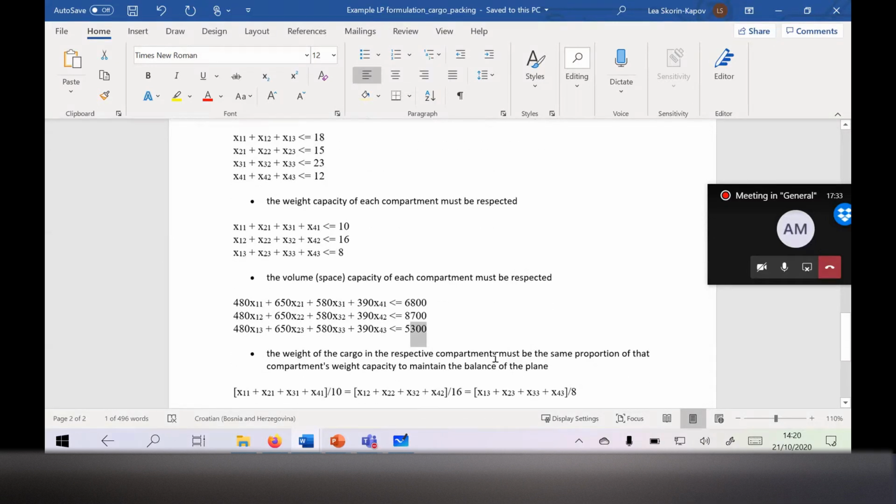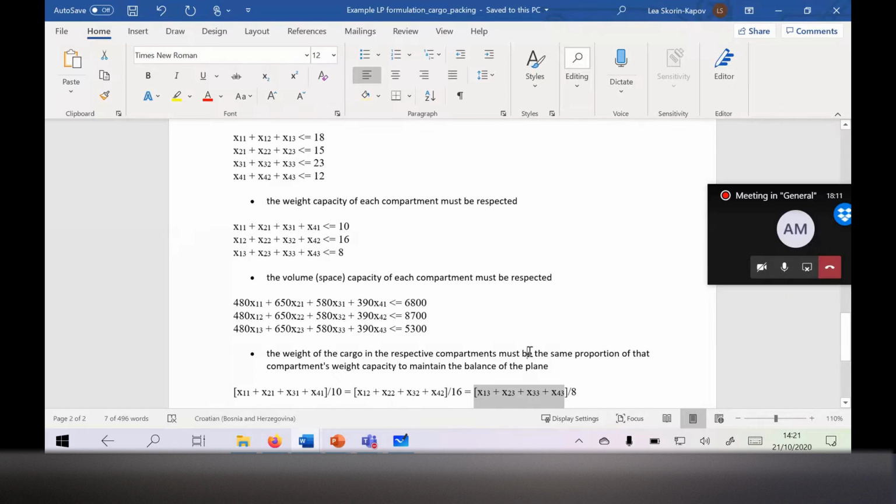And finally, we said that the weight of the cargo in the respective compartments must be the same proportion of that compartment's weight capacity. So if we know that the weight capacities are 10, 16, and 8, which was given in the initial table, we have to maintain that same proportion. So when we summarize all of the tons in the first compartment divided by 10, that has to be equal to the sum of all of the tons in the second compartment divided by 16, and the sum of the cargo in the rear divided by 8. These proportions we have to maintain because of the balance of the plane.